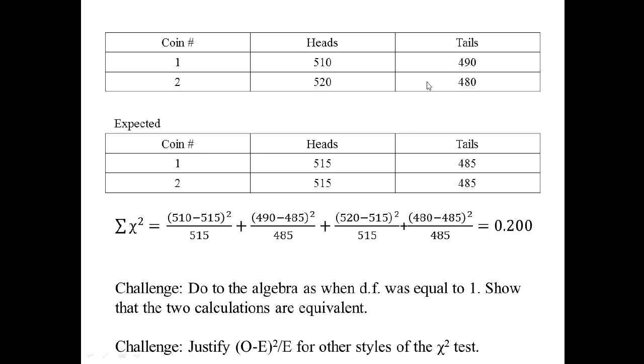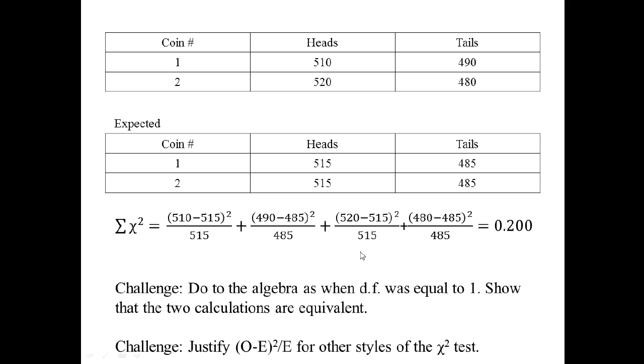And then just use those facts that you know, like P plus Q equals 1, and that the sum of heads and tails has to be equal to the number of coin flips. And you should be able to show that, just like what we did when the degrees of freedom was equal to 1. And what you're showing here is that these two approaches are also equivalent for this style of chi-square test.